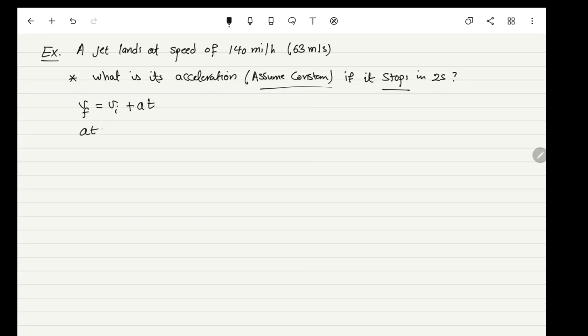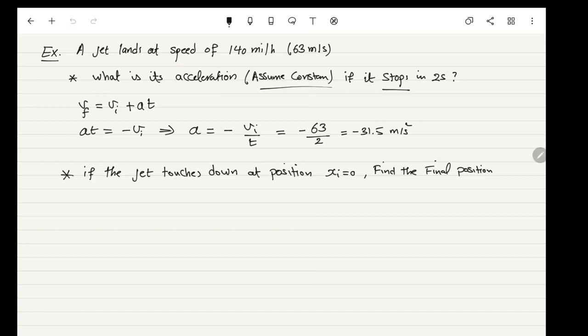So a t is equal to minus v initial, so a in this case equals minus v initial over t, or minus 63 divided by 2 seconds, or minus 31.5 meters per second squared. If the jet touches down at position x initial equal to 0, find the final position.